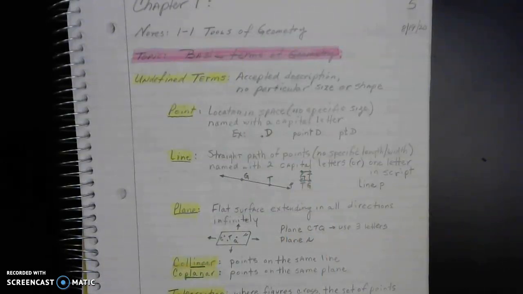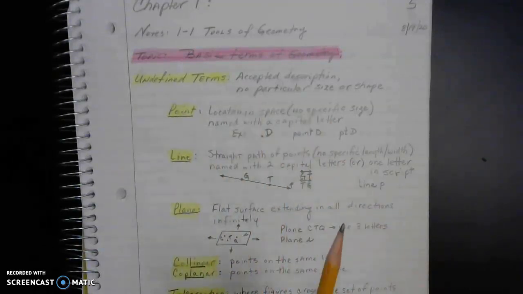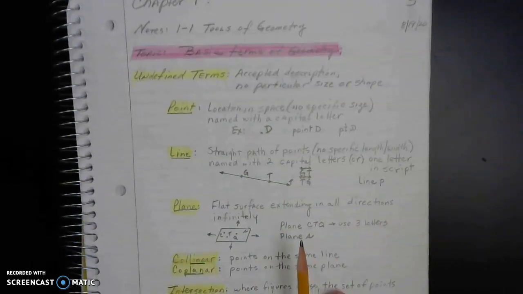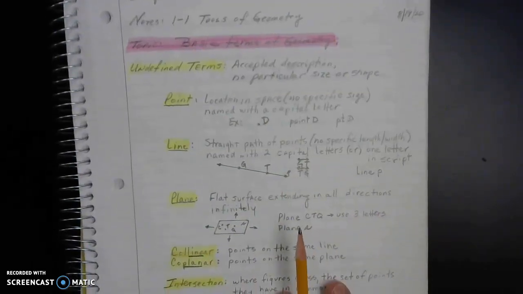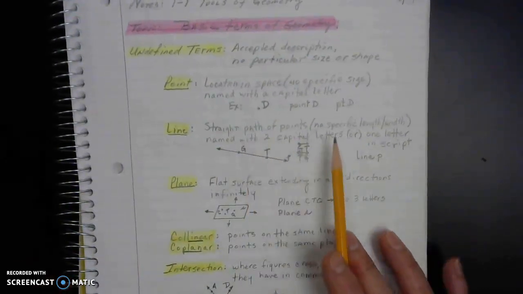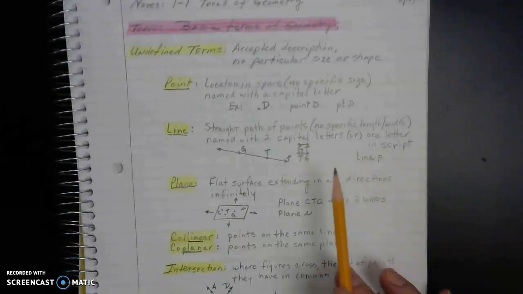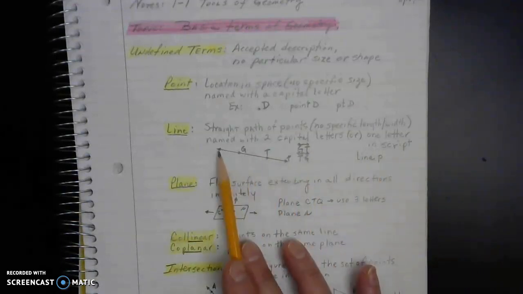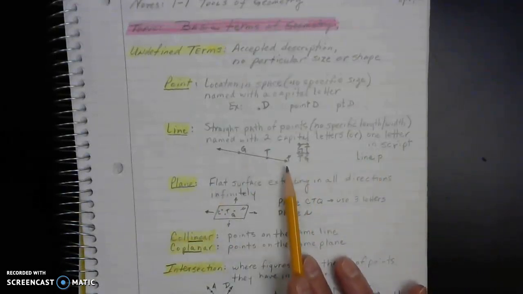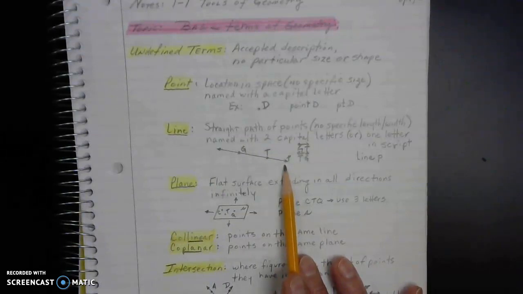Okay. Next, you have a line. I know I'm going too fast, but you can stop, slow down, speed up, or whatever you want to do, because this is put in Schoology. A line is a straight path of points, no specific length or width. It's named with two letters or one letter in a script. When you draw this, make sure you draw it with a ruler. Don't forget, I like everything with a line drawn with a ruler. Make sure you put arrows on the end that denotes a line.